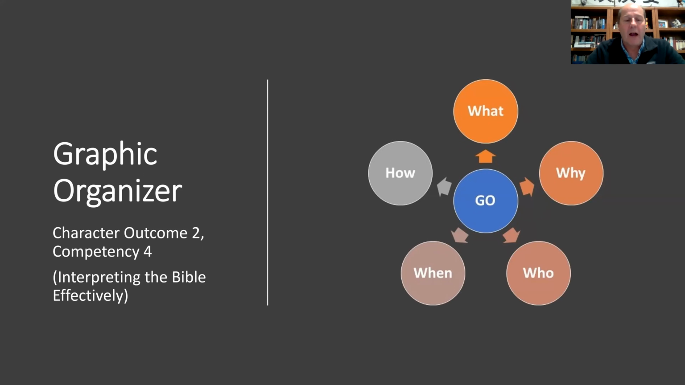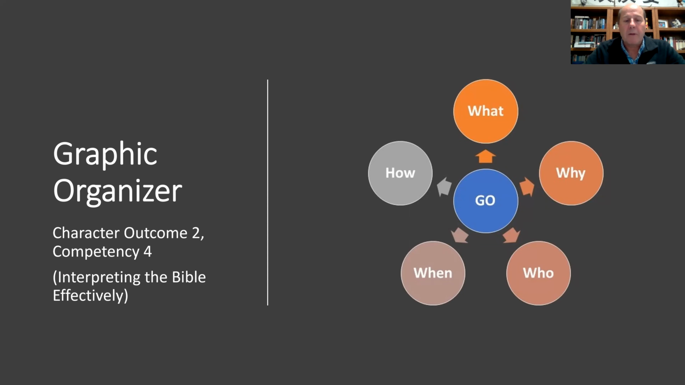Now, let me actually define what a graphic organizer is. A graphic organizer is a one-page diagram that captures an idea and shows how the parts relate to the whole. And you can see that the heart of this graphic organizer on your screen is, this is what a graphic organizer is. And that's going to tell you the what, the why, the who, the when, and the how. They all relate to each other because there's specific questions about what a graphic organizer is or does.